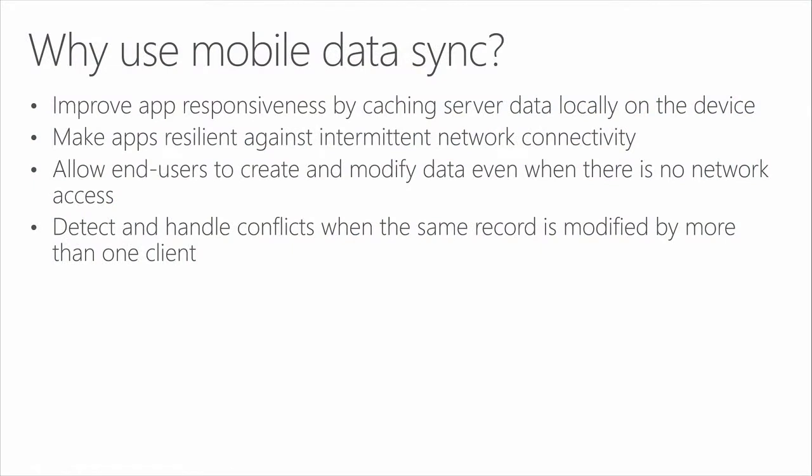Now, where it gets really interesting is when users can create and modify data even when they don't have a network connection. And what this means is that they're making changes against a copy of the data that might be out of date. And when they go back online to sync their changes, there can be conflicts. And this is something that Azure Mobile makes a lot easier for you as a developer to do. So let me get into the specifics of how this works.